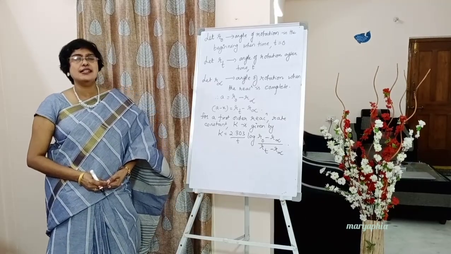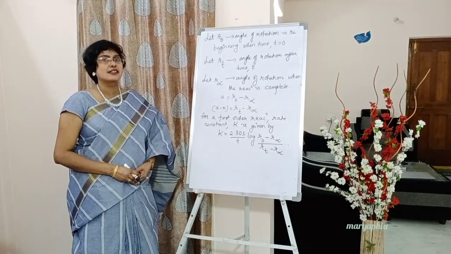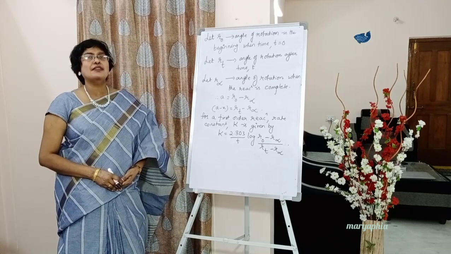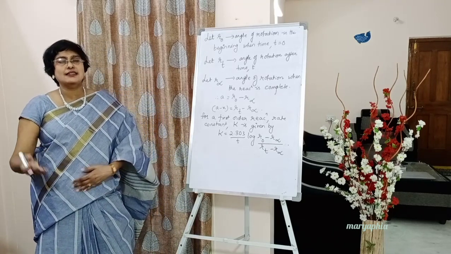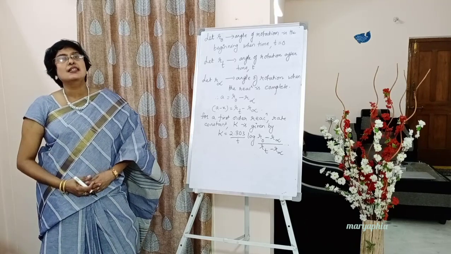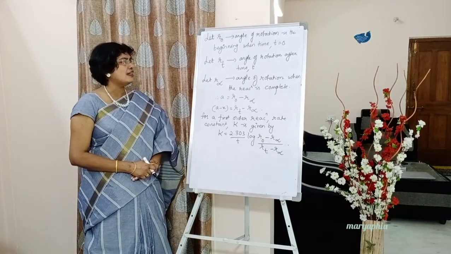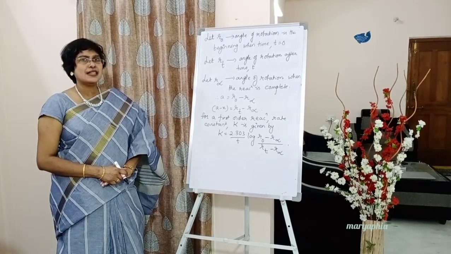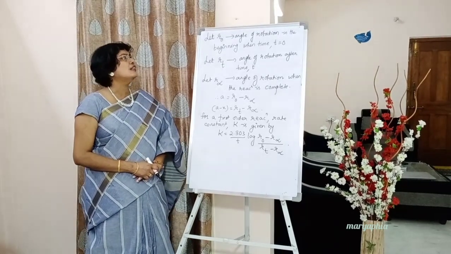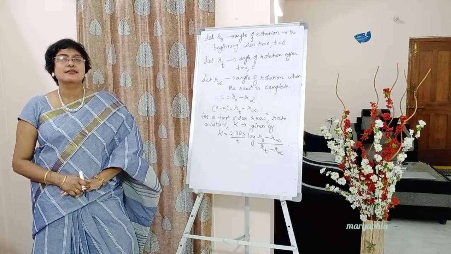Below, write down, students. Let R naught, RT and R alpha be the angles of rotation. We are just assuming the angle of rotation before, after some time, and at the end. First point, write down: let R naught be the angle of rotation in the beginning when time t is 0.